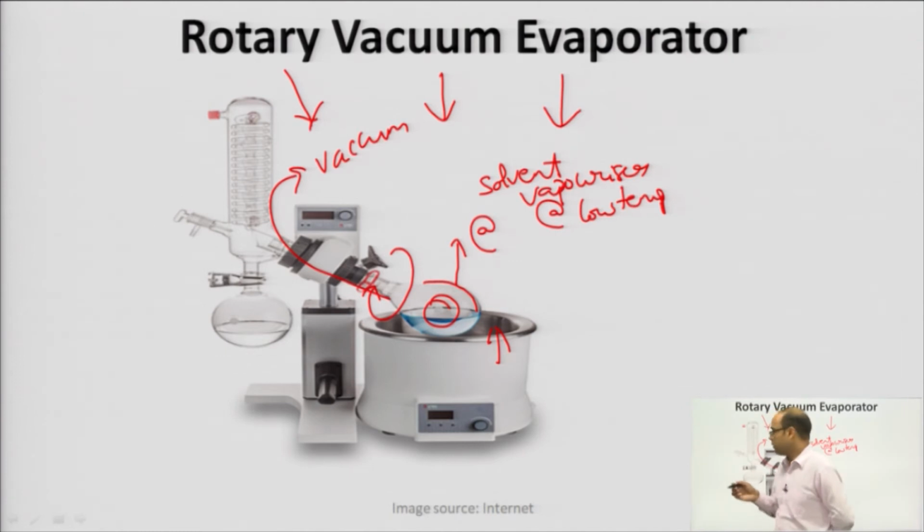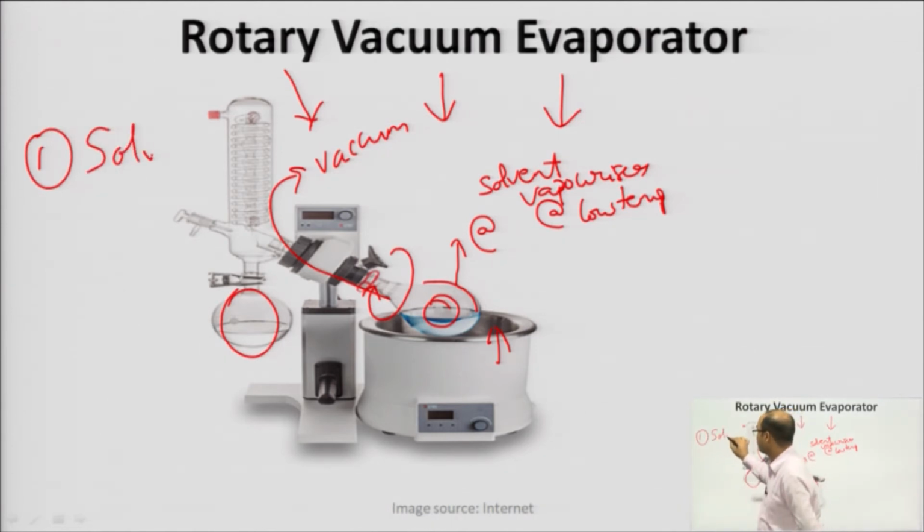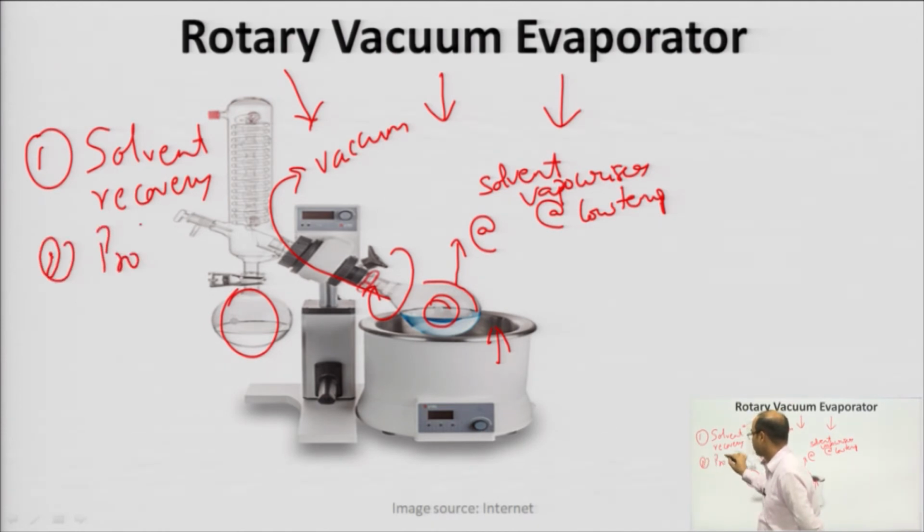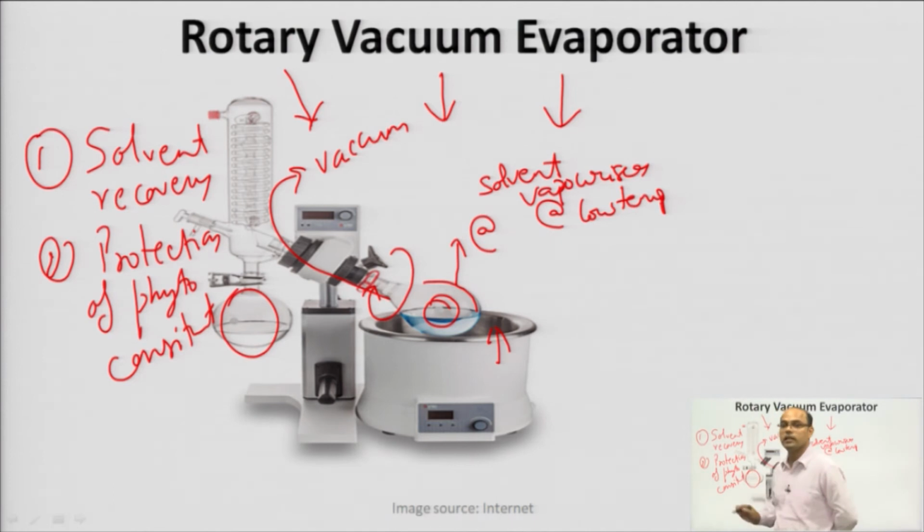So, in this way you can recover the solvent also. The advantage of this technique is solvent recovery, and protection of your phytoconstituent, which are generally thermolabile. So, in this way you can use the rotary vacuum evaporator for efficient extraction and efficient isolation of phytoconstituent without damaging the integrity of the phytoconstituent.